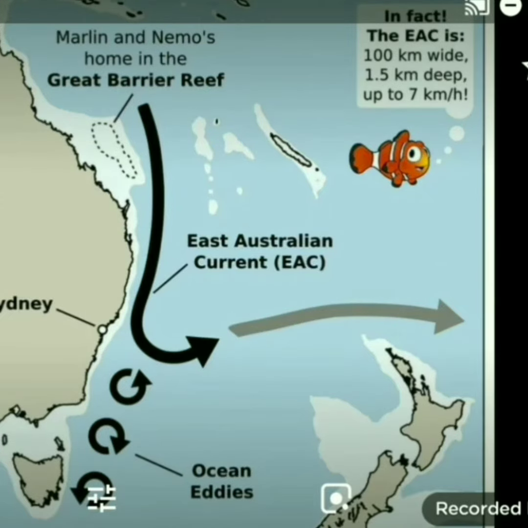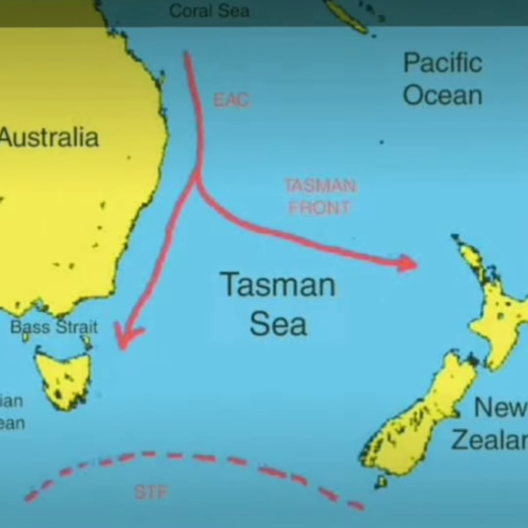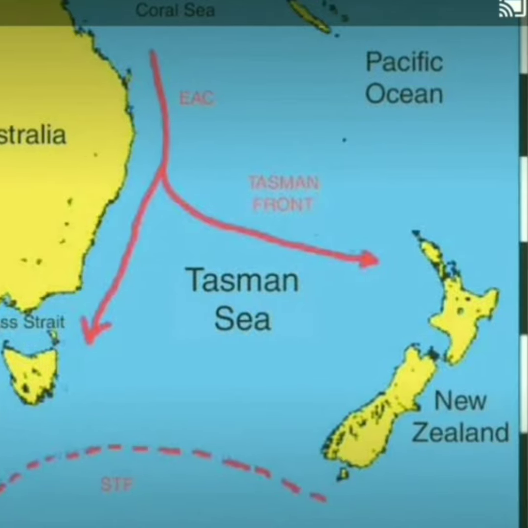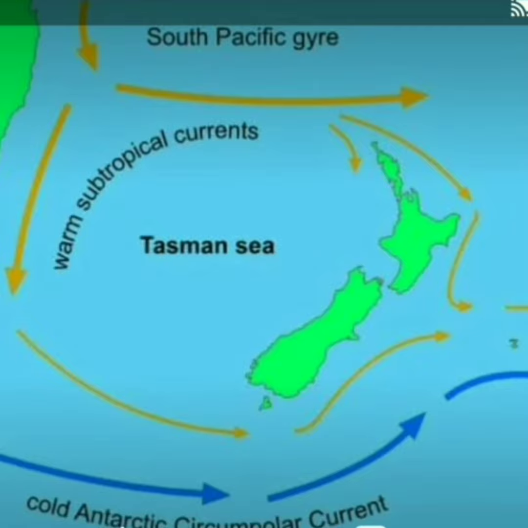The East Australian Current is a warm current, the southern branch of the South Equatorial Current, which moves from north to south along the east coast of Australia. New Zealand is surrounded by this current. It raises the temperature along the East Australian coast and New Zealand coast for a considerable distance in the southward direction. Then there is the West Wind Drift.